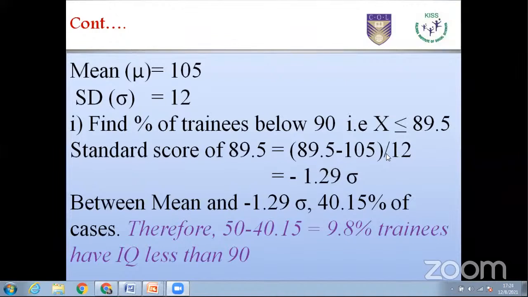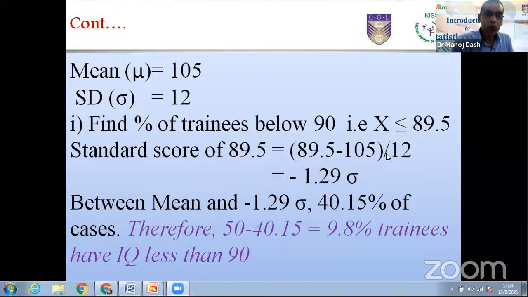Okay, fine. See the first question. In a statistical question, when you are going through the question, first make sure what is given in the question. Our mu, that is the mean, is 105, and the standard deviation is 12. The first bit is to find the percentage of trainees below 90. How many trainees are there below 90?